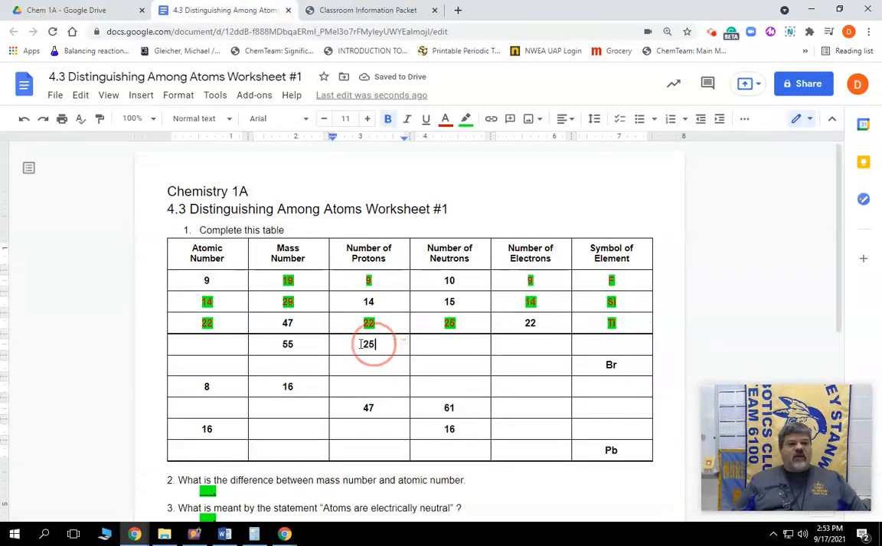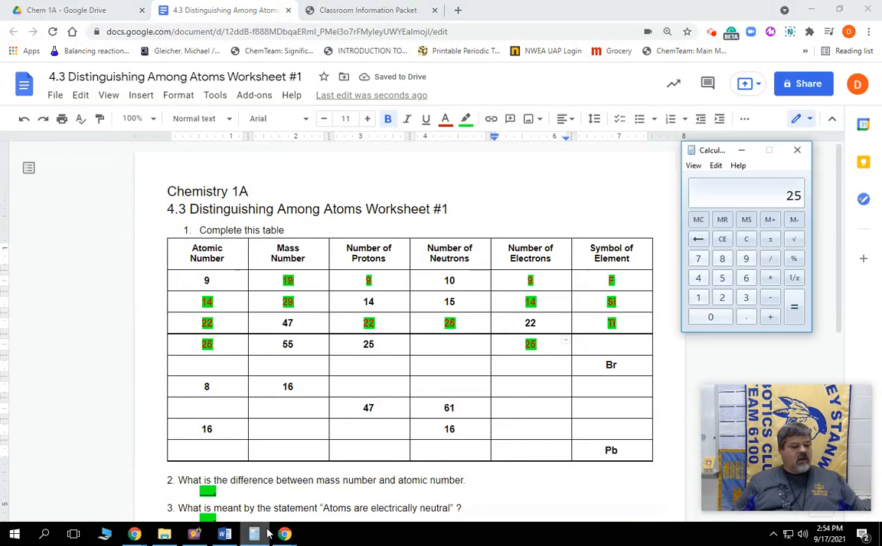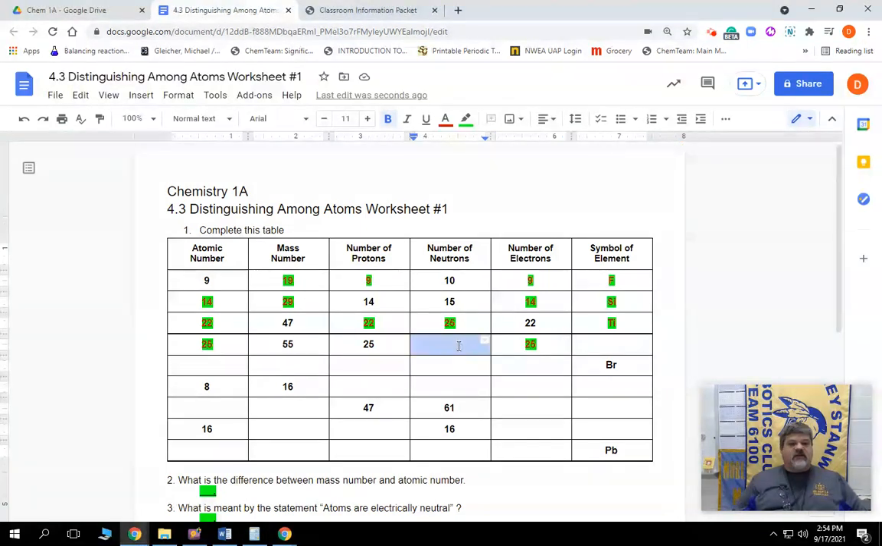The next one, we have 25 protons, which is the same as the atomic number, 25, and it's the same as the number of electrons, 25. In order to get the number of neutrons, we're going to go ahead and take 55 minus 25. So if I come in here and go 55 minus 25, hit equals. That answer is going to be 30.